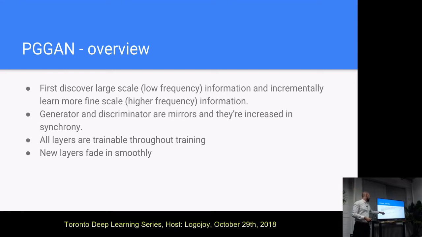And then there's this fourth point, where new layers fade in smoothly. So as you're at 4x4 and you're moving to 8x8, you don't just make a jump all of a sudden to adding the 8x8 layers. You go through a transition period where you upsample some of the 4x4 images before passing them to the discriminator, and then you pass some of them through the 8x8 layer. And again, this will be way clearer with a diagram.